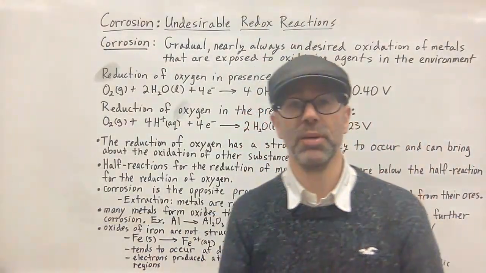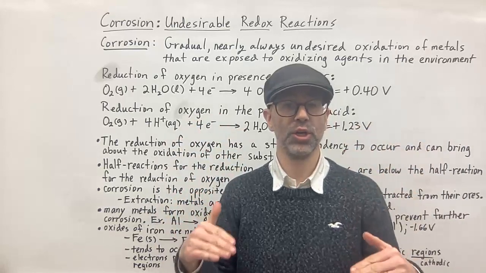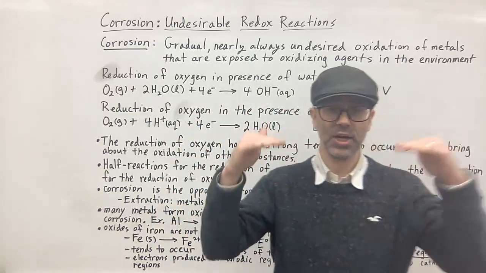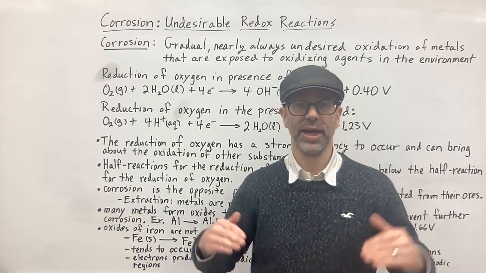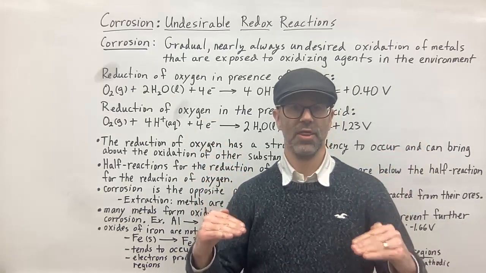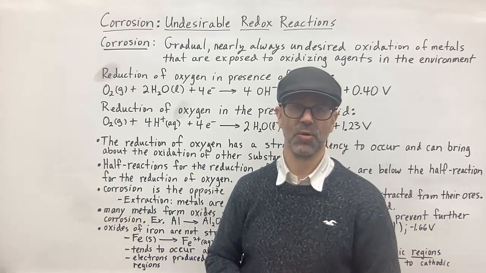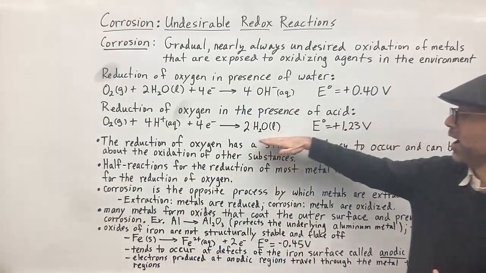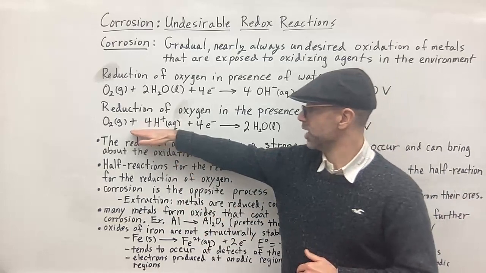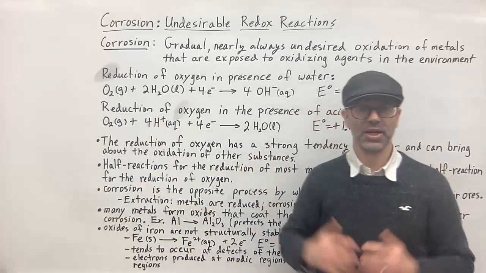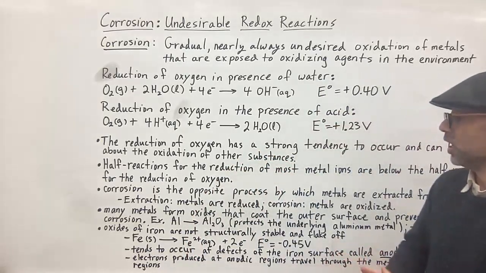And what that tells us, if you remember from the list, is that for any half reaction that falls below the one you're looking at, the one that's higher on the list has a stronger tendency of undergoing reduction, and therefore the half reaction below that one is more likely to undergo oxidation. So if you pair oxygen with one of the metals below it, the reduction of oxygen will occur, and the oxidation of the metal will occur. That would cause the corrosion of the metal.